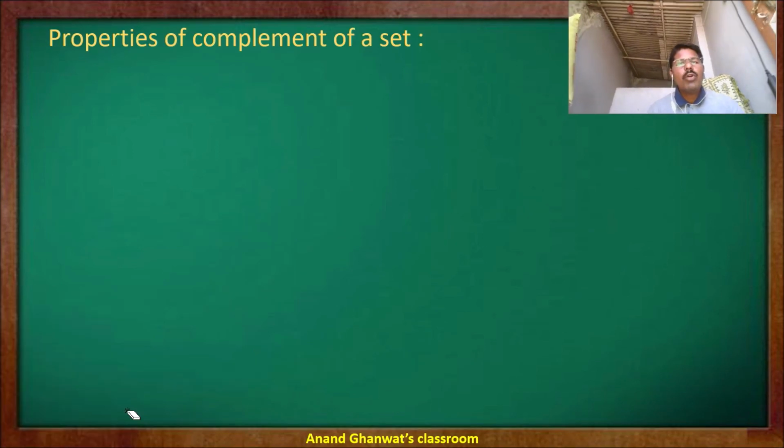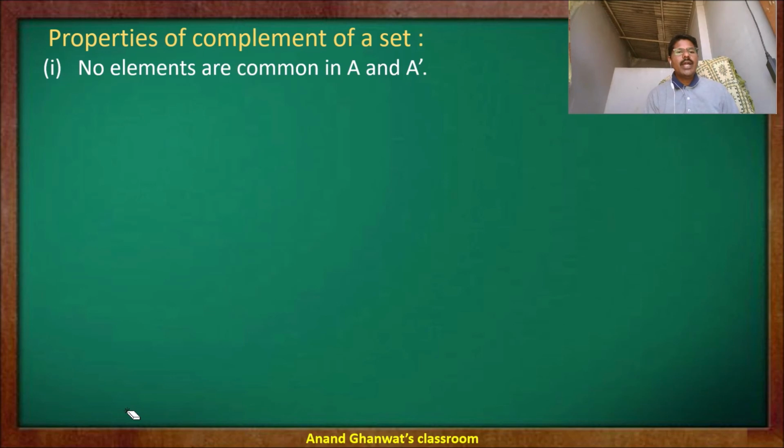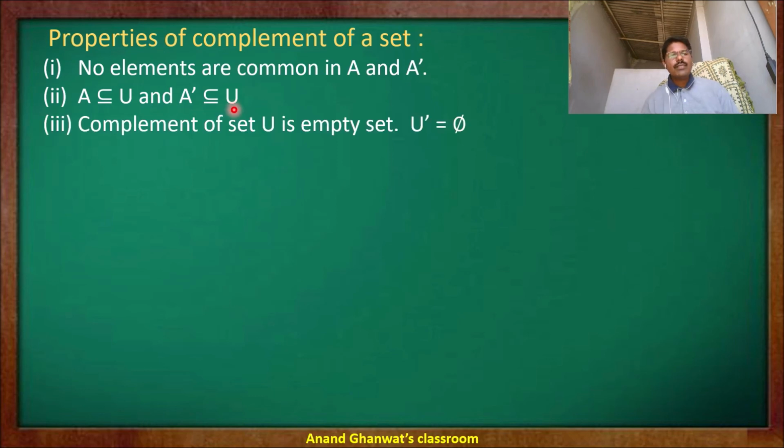Now, properties of the complement of a set. Understand these properties by argument only. No element is common in A and A complement. So definitely, because A complement is the set of all elements which are not present in set A, therefore there is no common element between A and A complement. Then A is a subset of the universal set U, and A complement is also a subset of the universal set. Then the complement of set U is the empty set.